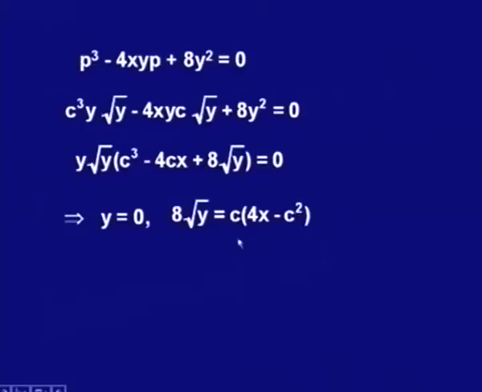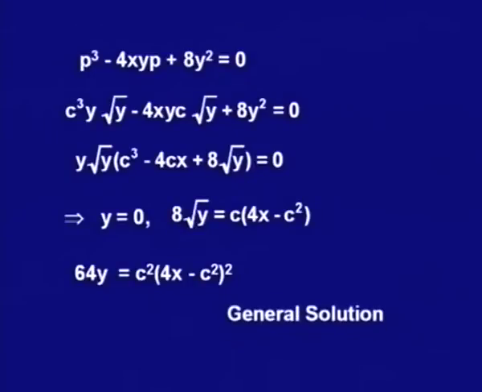Now, this second equation, squaring on both the sides, gives me 64y is equal to c square times 4x minus c square whole square. So, this is what we are getting as the solution of the differential equation. This we will call the general solution.